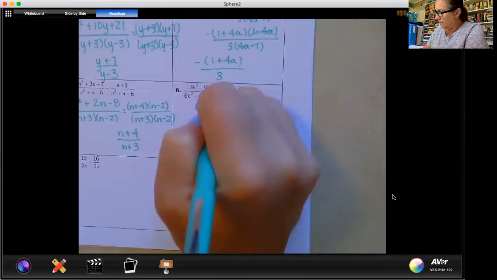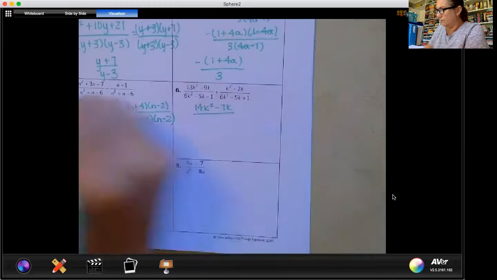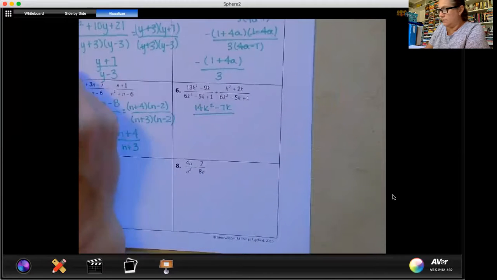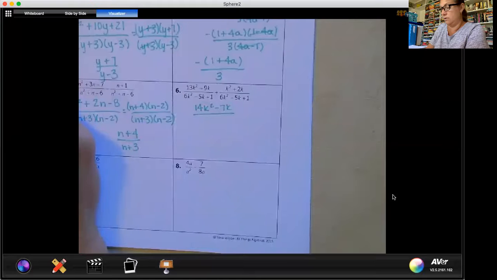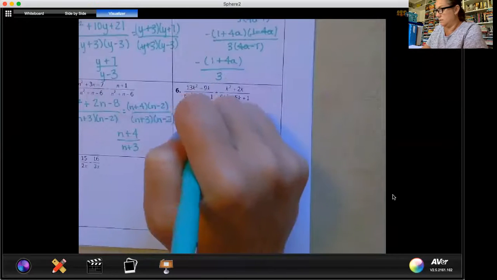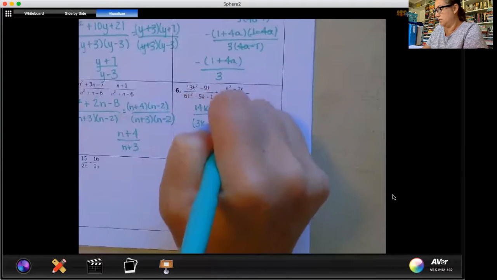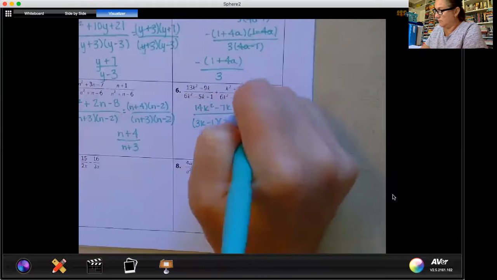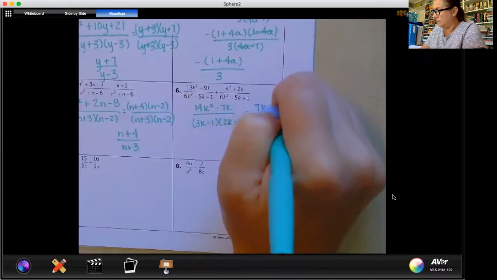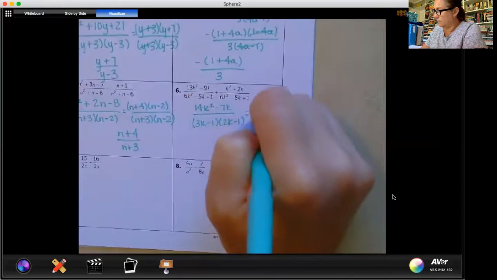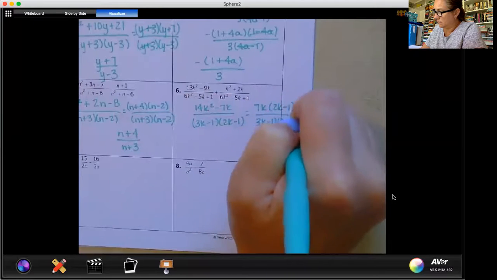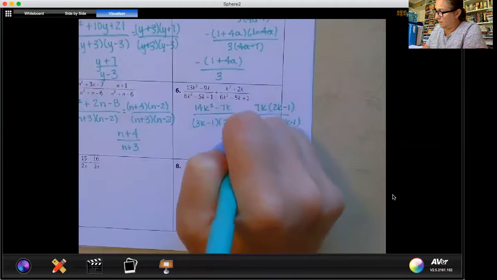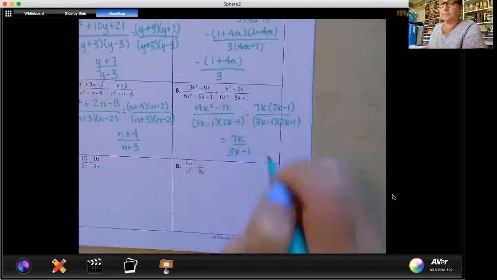14k squared minus 7k over, we've got 6, negative 5 divided by 6 is negative 2, negative 3, negative 1/2, and negative 1/3. So that's 3k minus 1, 2k minus 1. And on top, we're going to take out a 7k and get 2k minus 1. So our answer is 7k over 3k minus 1.